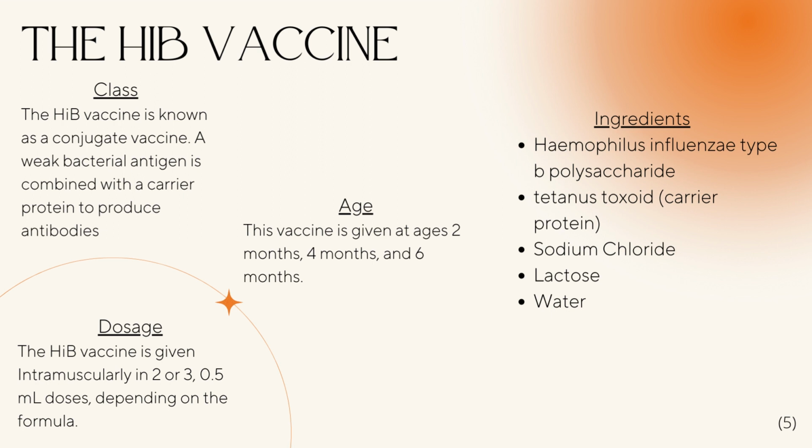The active antigen in this vaccine is the Haemophilus influenzae type B polysaccharide. This is combined with the tetanus toxoid, which acts as the carrier protein in order to provide a sufficient immune response. Sodium chloride acts as a buffer, making sure the vaccine pH is the same as the body's pH. Lactose, a sugar commonly found in milk, is used to prevent the antigens from breaking down and to keep them stable. The last important ingredient of this vaccine is water.